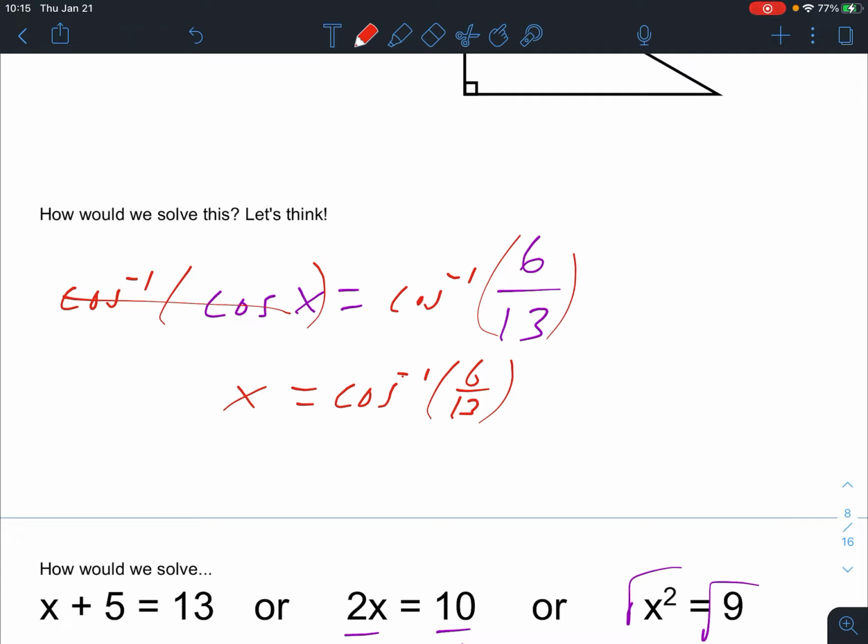Cosine inverse, so hit second cosine, 6 over 13. And you should be getting 62.51 degrees.